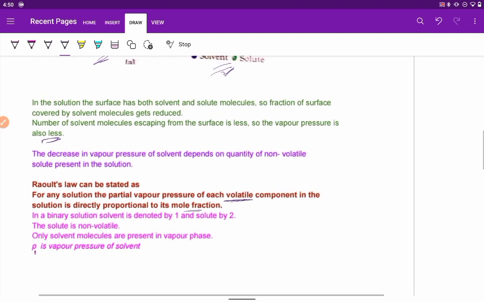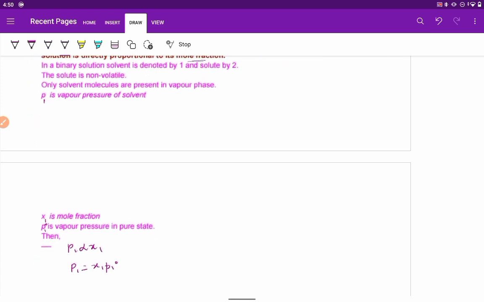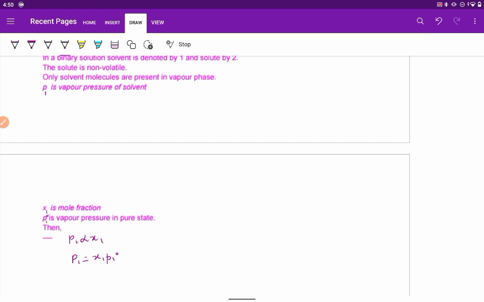In a binary solution, solvent is denoted by 1 and solute by 2. If the solute is non-volatile, only solvent molecules are present in vapor phase. P1 is the vapor pressure of the solvent, and x1 is the mole fraction. In pure state it is P1 naught. Then P1 is directly proportional to x1, and P1 equals x1 P1 naught.